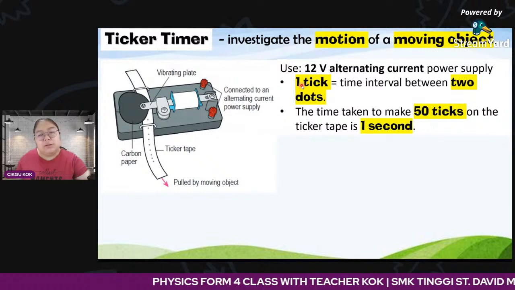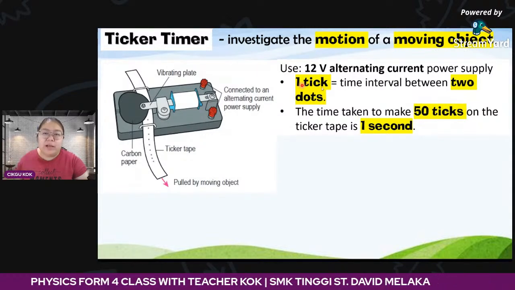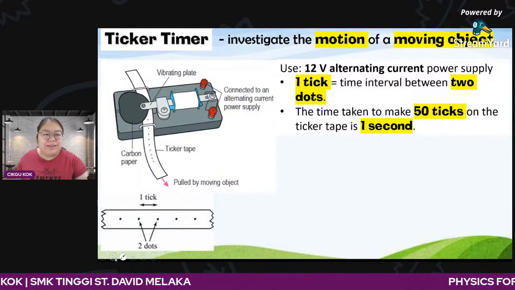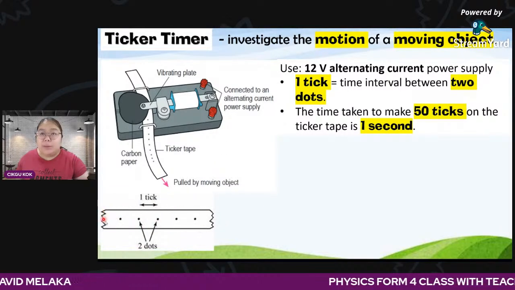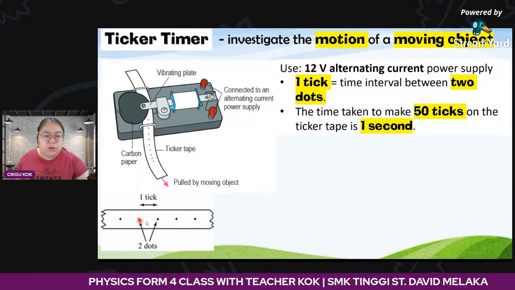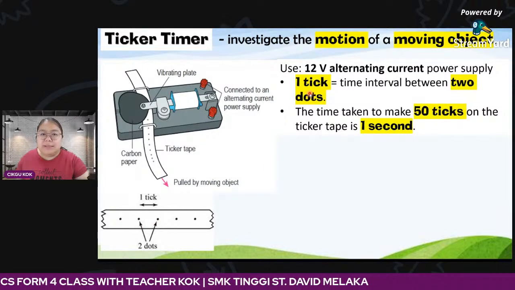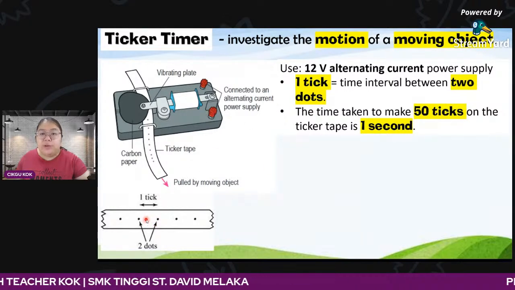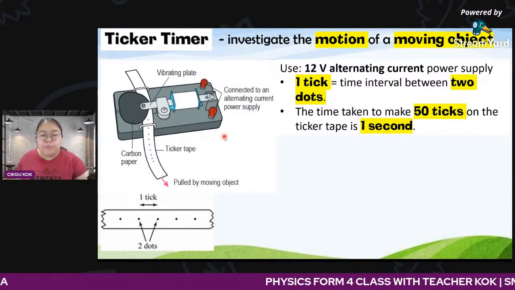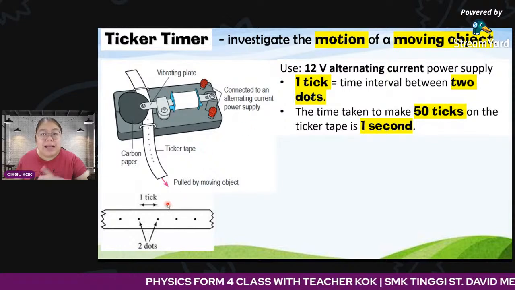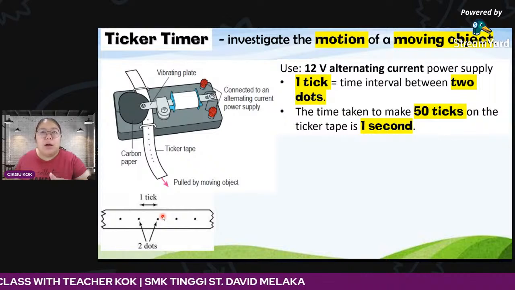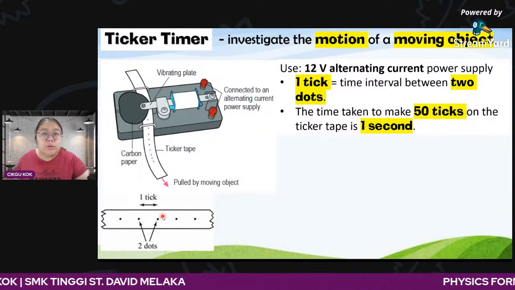One tick. The definition is the time interval between two dots. I'll show you what one tick means. This is the ticker timer, the ticker tape. The dot, dot, dot will come out, so this is two dots. The tick means the space between them, and one tick is the time taken to move between two dots. So tick is a time, not the space. Remember, when I say one tick, you must understand it means the time taken between two dots.